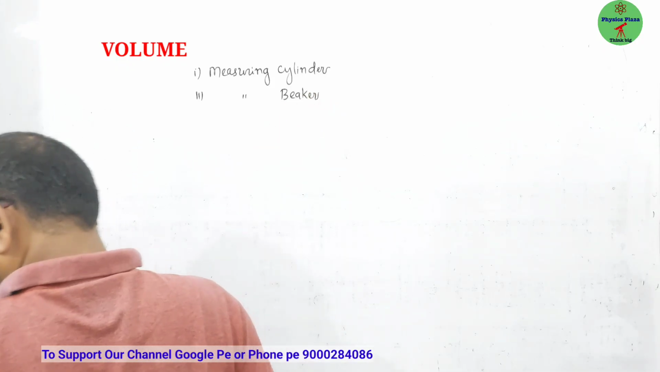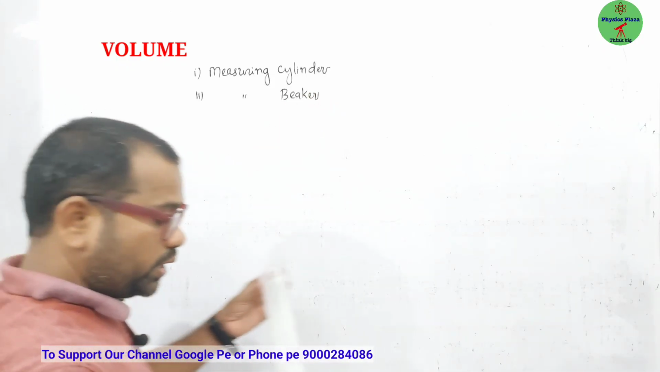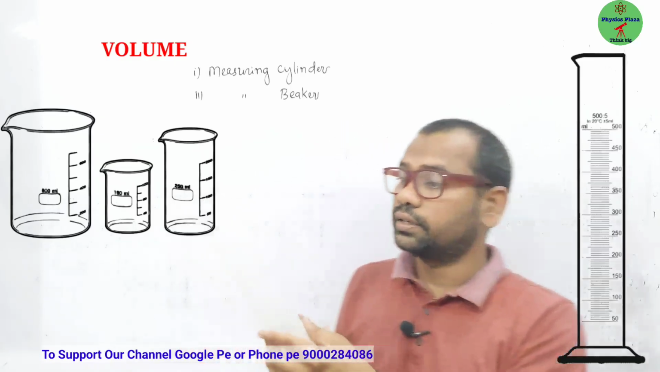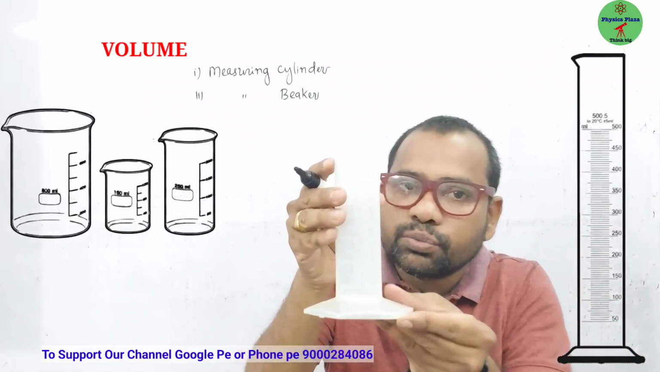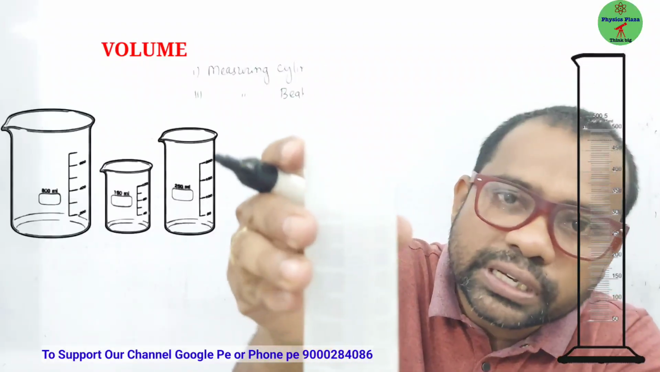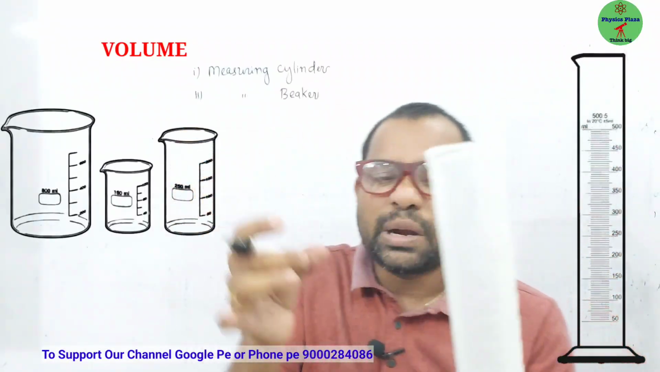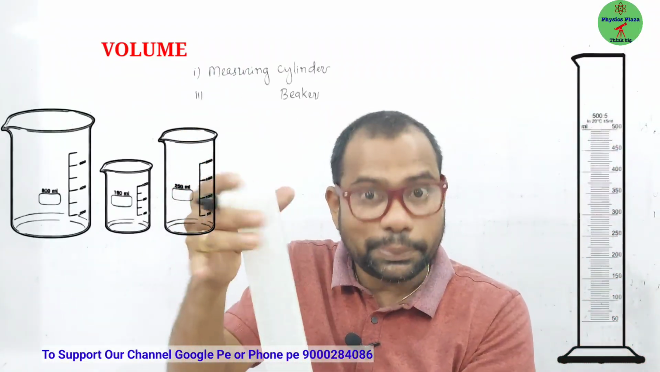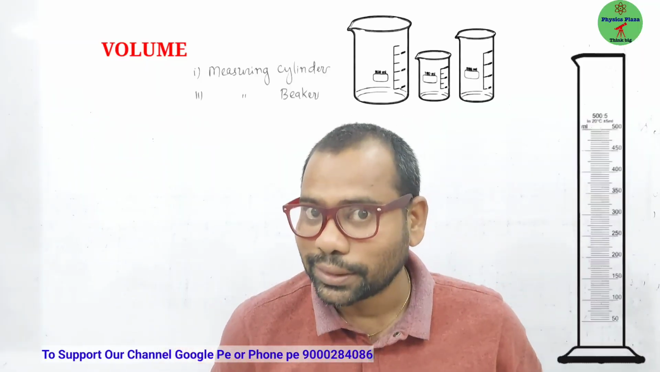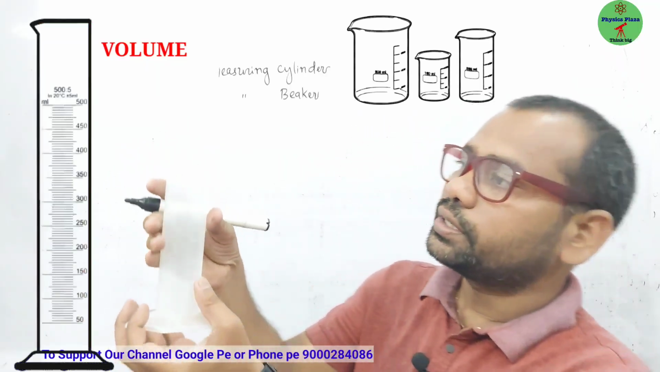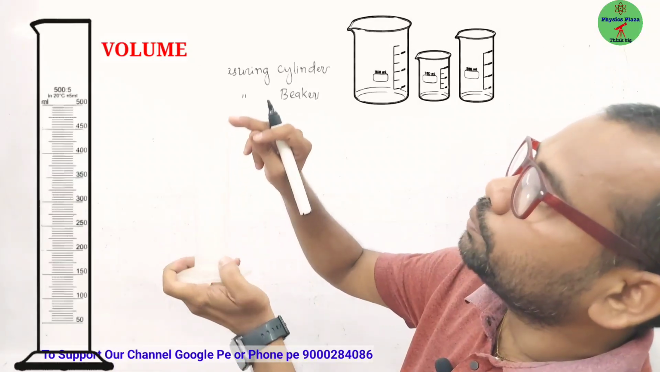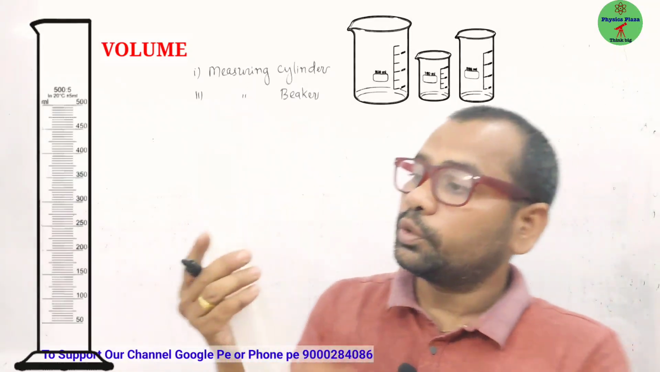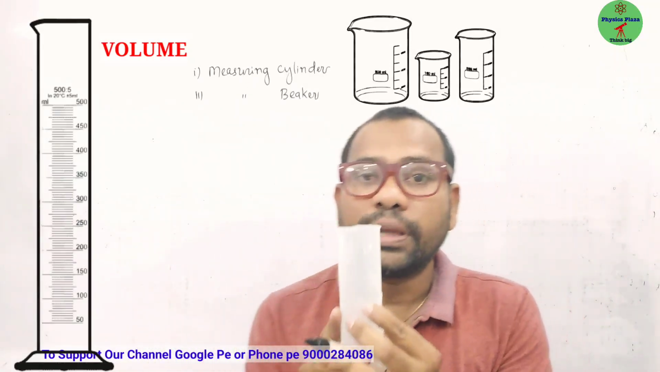So let us try to understand. Let me show you, children. Here is a measuring cylinder. Can you see this? Let me try to bring it closer. I don't know whether you are able to see it or not. It might be made of glass or plastic, preferably plastic. Here you can see 10, 30, 50, up to 250, which means 250 ml.